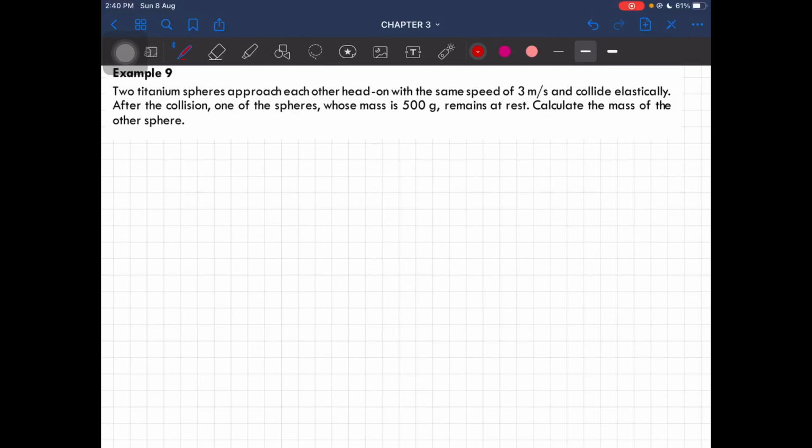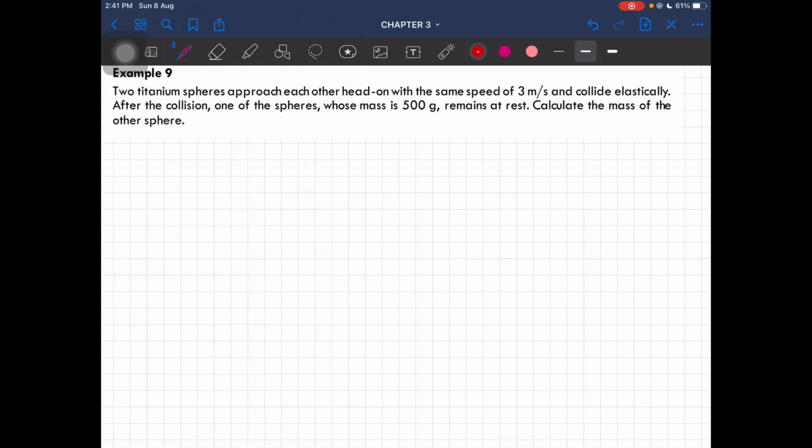Right. Example 9, second last example. There are two titanium spheres approaching each other head on with the same speed of 3 meters per second, and then they collide elastically. After the collision, one of the spheres, whose mass is 500 gram, remains at rest. Calculate the mass of the other sphere.